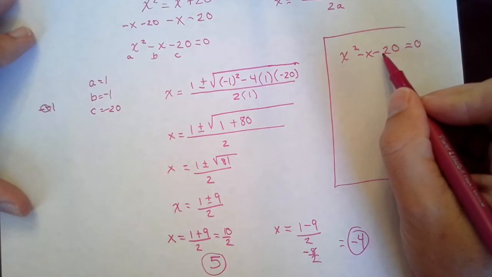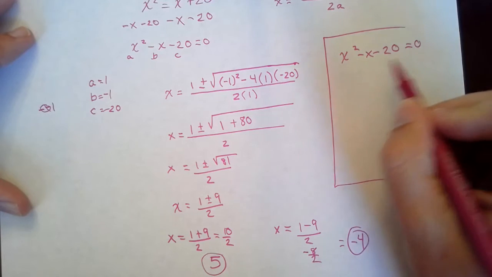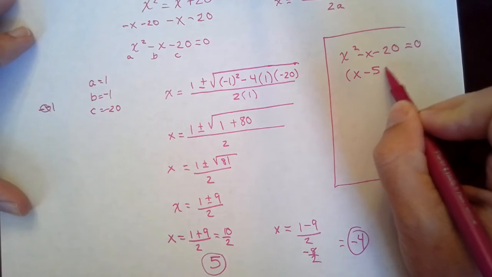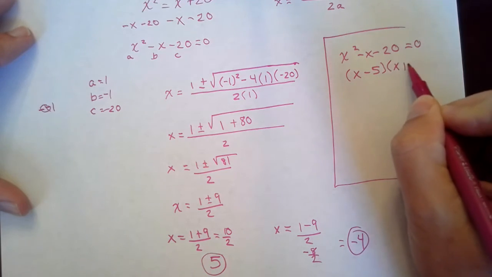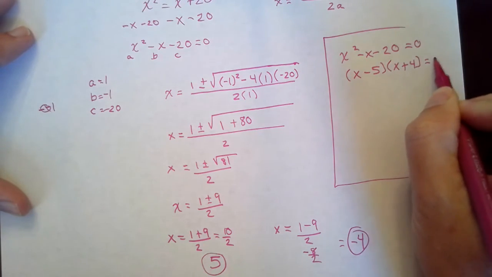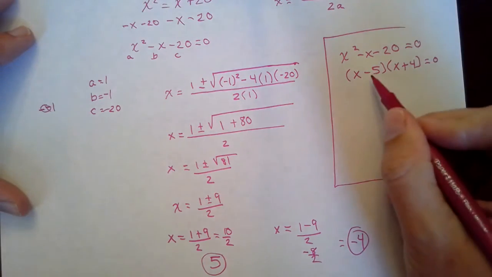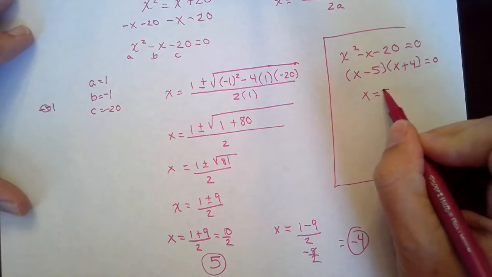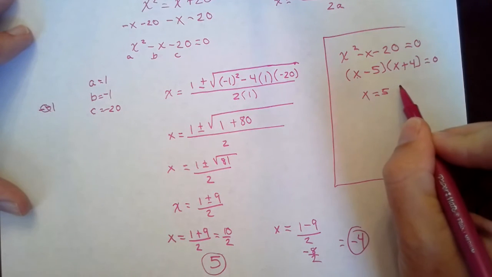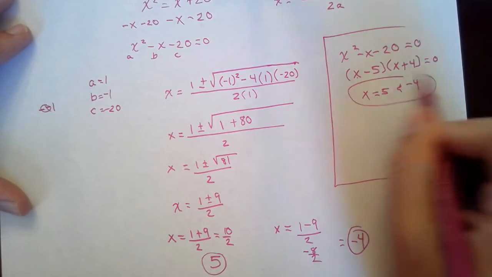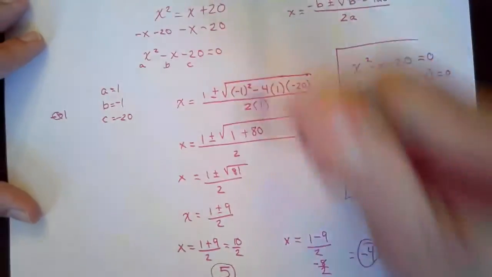So there are two values that multiply together to get negative 20, but add to get negative 1. What if I were to say x minus 5 and then x plus 4, that equals 0. And now I can solve using the zero product property. I could say, well, x could be 5 here, and x could be negative 4 here. Oh, look, there's my solutions. All that work, or all this work.